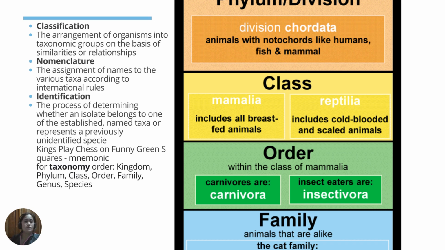So, classification is the arrangement of organisms into taxonomic groups on the basis of similarities or relationships. So the nomenclature means the assignment of names to the various taxa according to the international rules. Identification naman is the process of determining whether an isolate belongs to one of the established named taxa or represents a previously unidentified species. Okay?